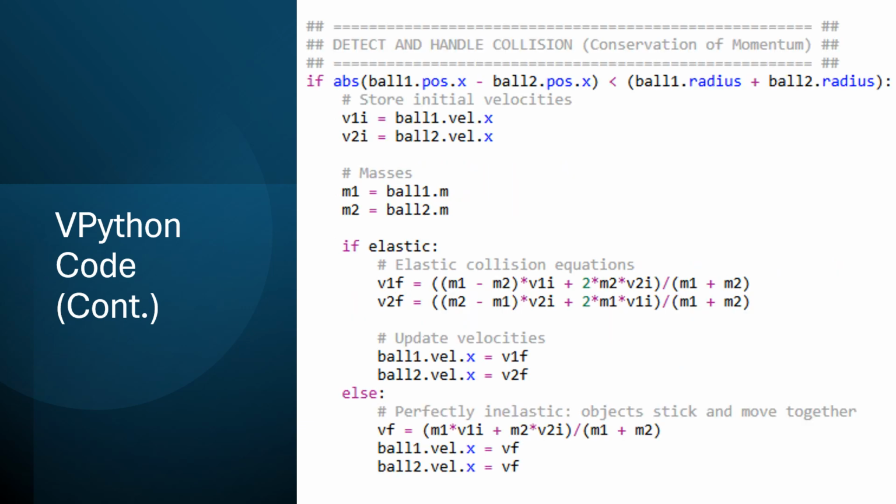Now, here's the spicy part. We have to implement conservation of momentum and also be able to detect and handle collisions. As you can see, the code here is pretty complicated, but we've implemented both elastic and perfectly inelastic collisions, just in case we wanted to model something else. In our case, we're only modeling elastic collision equations, so those are the only ones that matter.